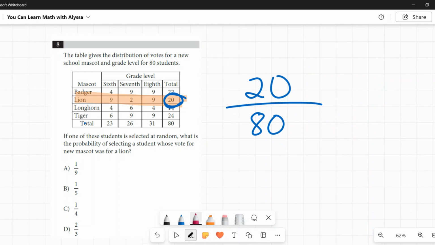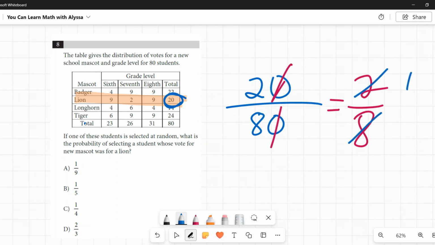All right, but we've got 20 over 80, so I can do that first. Boom, boom. One 0 on top and one 0 on the bottom. That leaves me 2/8. And are there any greatest common factors of 2 and 8? Yes, there are. 2 goes into both of them. 2 goes into 2 one time. 2 goes into 8 four times. So 2/8 is the same as 1/4. Or 20/80 is the same as 2/8, which is the same as 1/4, which means C, 1/4 is my answer.